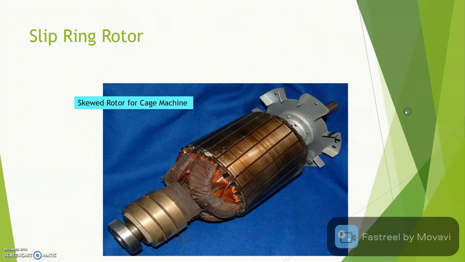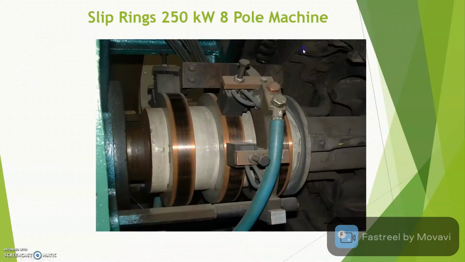This is the example of the slip ring rotor. You see the construction of the rotor. You can see the three different slip rings. These slip rings can be connected to external resistance in order to control the speed of the induction machines. Whenever you see the three slip rings, this is the slip ring rotor type.